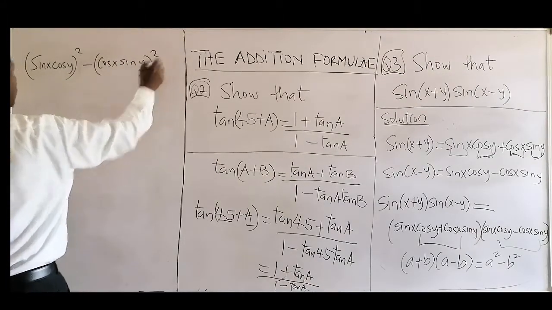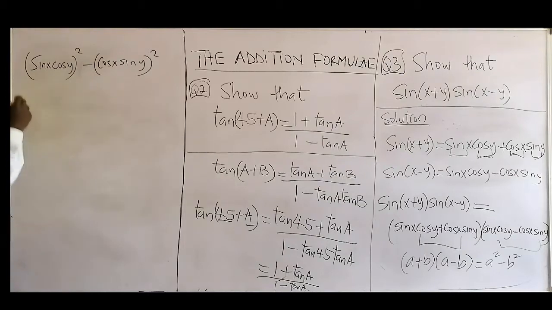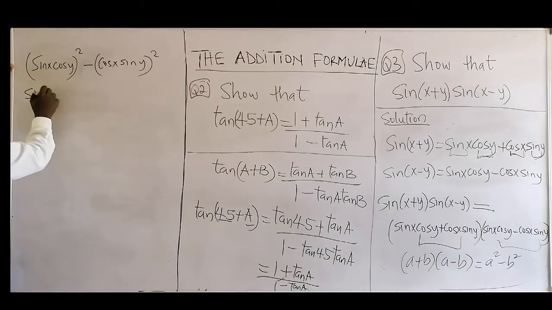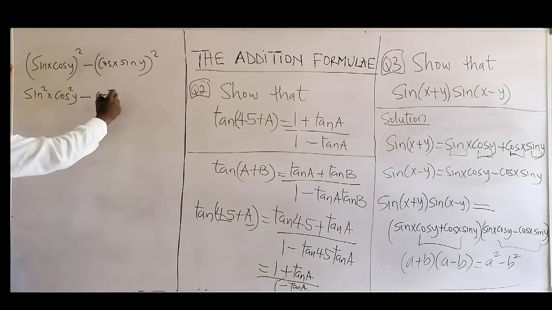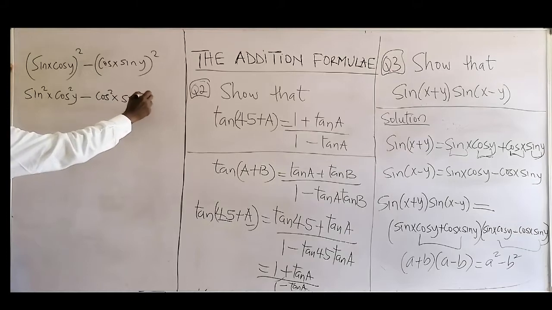Let's get it also. So, and that will give me sine squared x cos squared y. And this one will also give me minus cos squared x sine squared y.